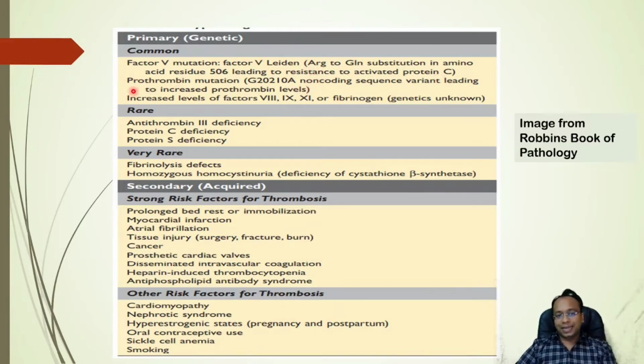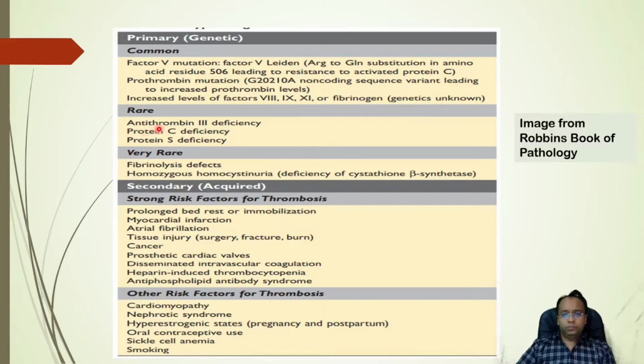All right. The second genetic factor that leads to thrombus formation is prothrombin coagulation factor mutation, known by the name G20210A. Third one is that sometimes there could be increased level of coagulation factors, particularly factor number 8, 9, 11, and fibrinogen. Genetics is unknown for that.